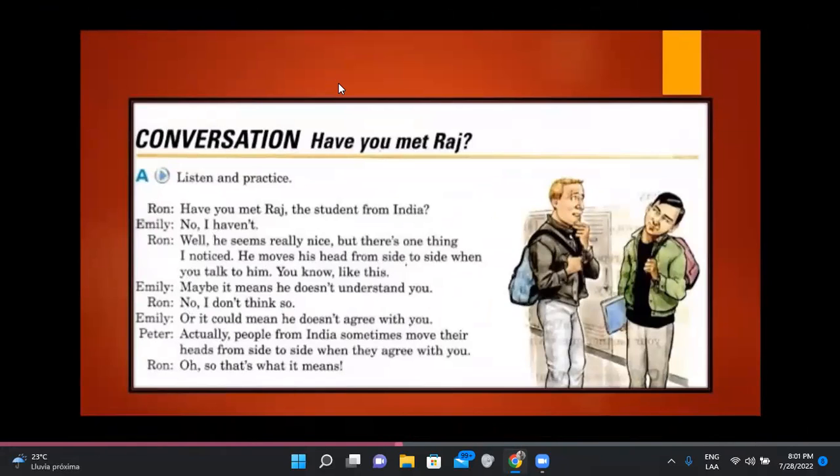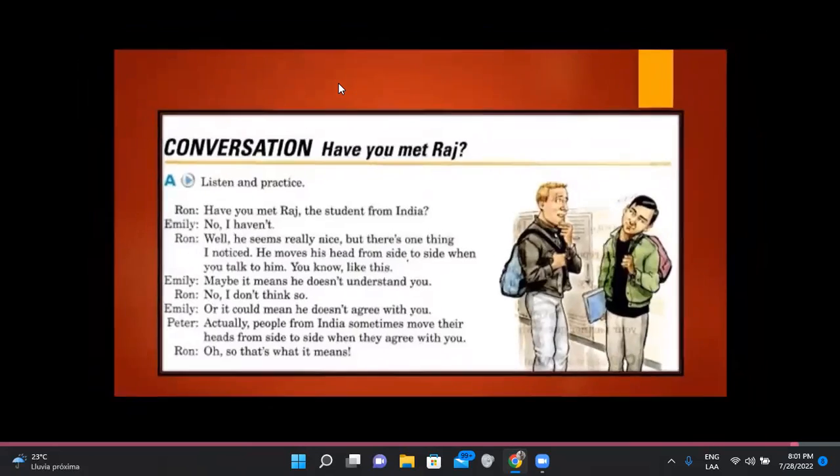Have you met Raj, the student from India? No, I haven't. Well, he seems really nice, but there's one thing I noticed. He moves his head from side to side when you talk to him. You know, like this. Maybe it means he doesn't understand you. No, I don't think so. Or it could mean he doesn't agree with you. Actually, people from India sometimes move their heads from side to side when they agree with you. Oh, so that's what it means.